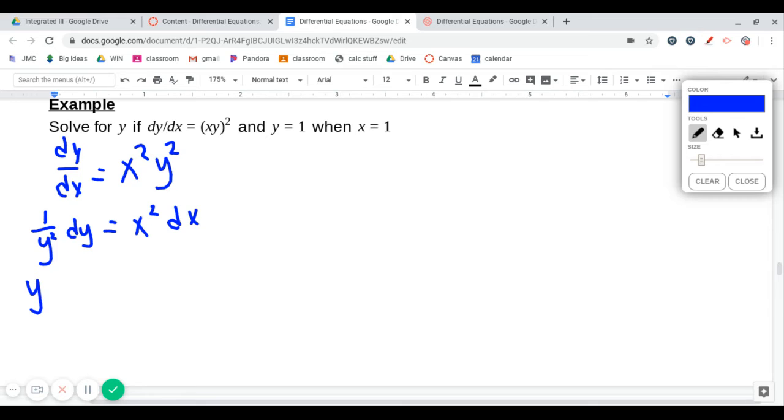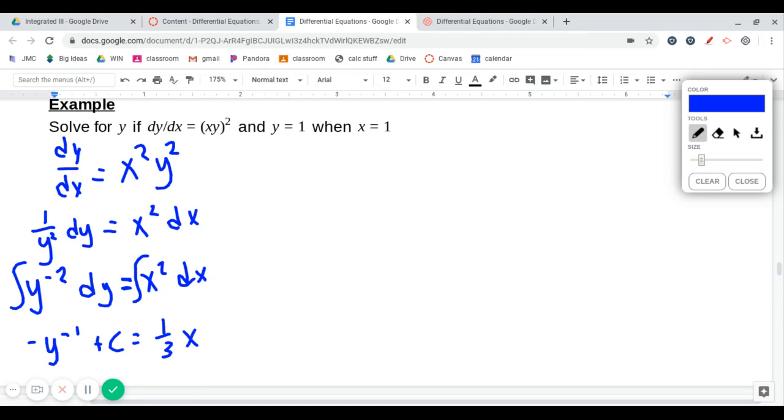And I'm going to rewrite this so that we can integrate it easier. y to the negative 2 is the same as 1 over y squared dy equals x squared dx. Now we integrate both sides after we separated the variables. And for the left-hand side, we add 1 to the exponent, so this is going to become negative y to the negative 1 plus c equals 1/3 x cubed plus c.